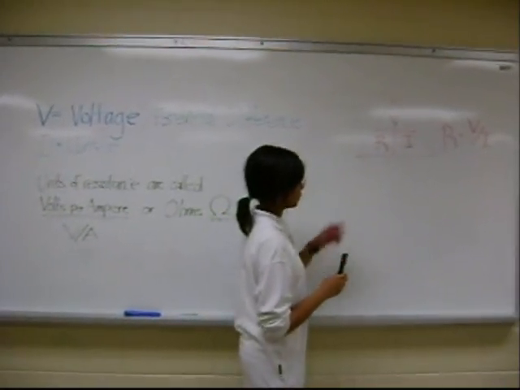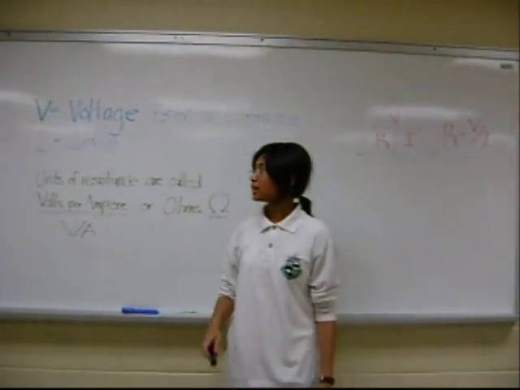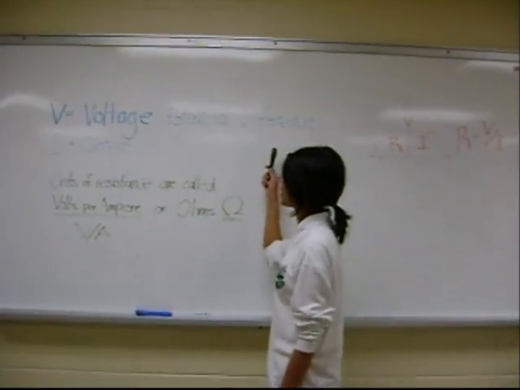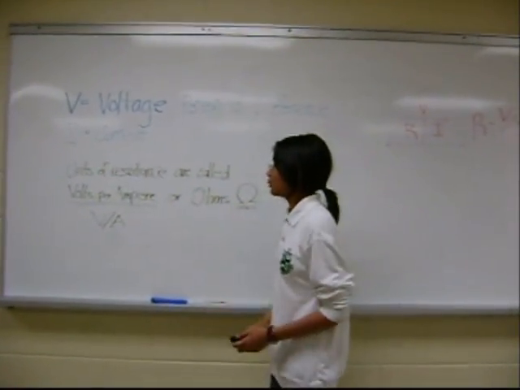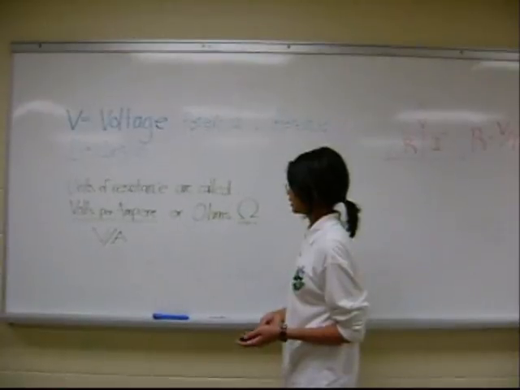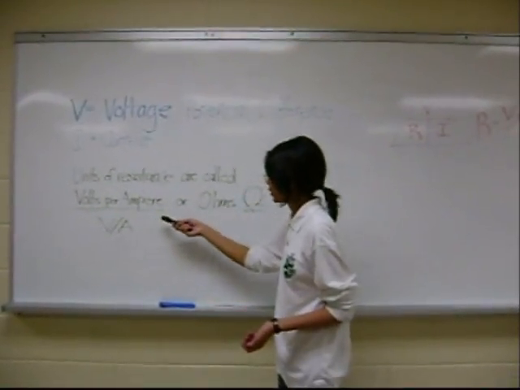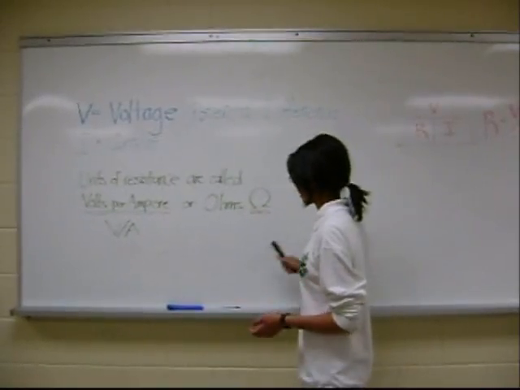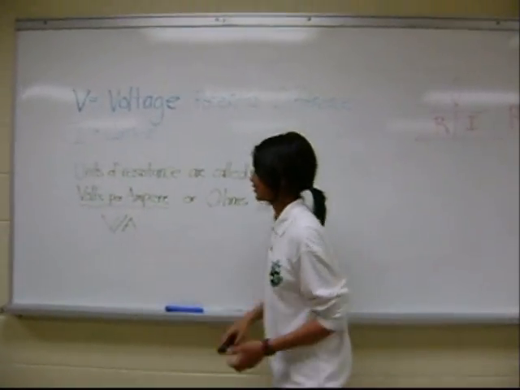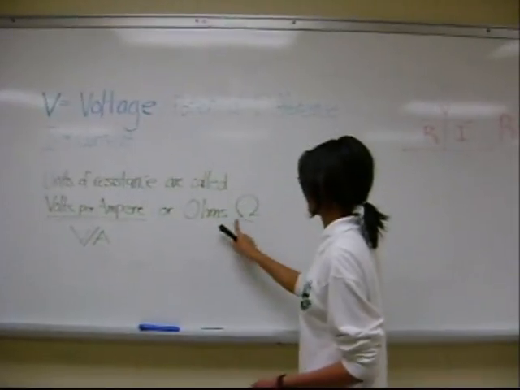Resistance can be calculated with V over I, V being voltage or potential difference, and I being the current. When you have the answer, it's in units of volts per ampere or ohms, and they are expressed in these symbols, V over A and that Greek letter.